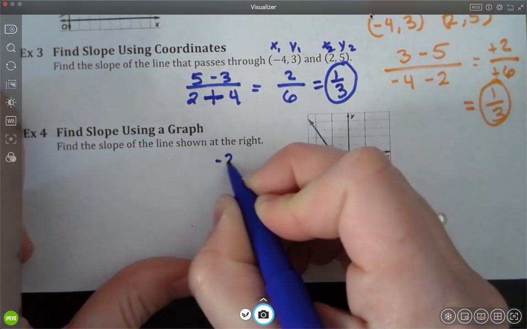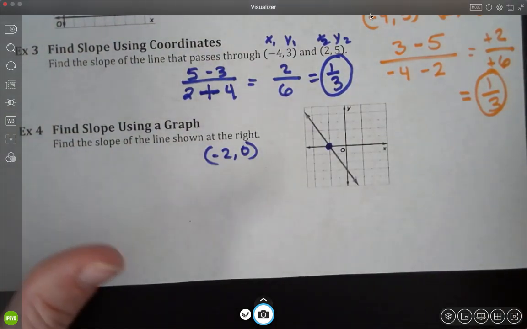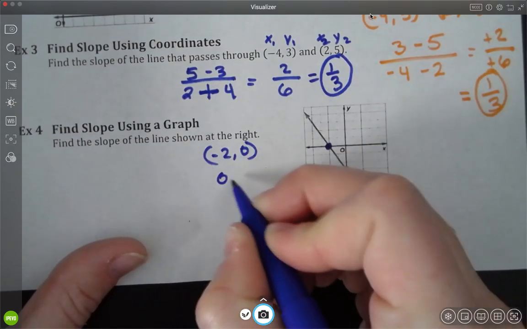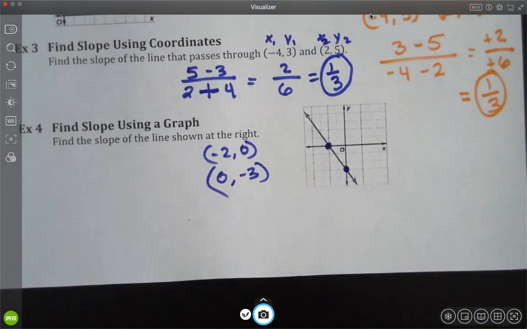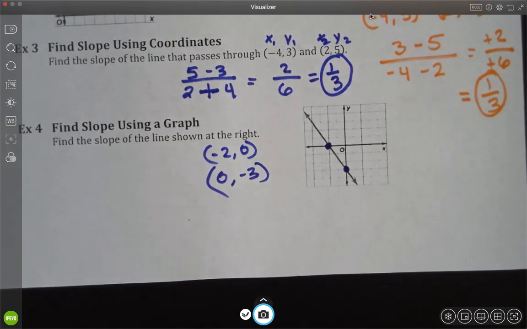So at negative 2, 0, you said, right? That point right there crosses really nice. Where else does it cross really nice? 0, negative 3. This guy right here, 0, negative 3. Okay? Now, I can do y2 minus y1 over x2 minus x1, right? But since I have the graph, let's do this one a little bit easier.